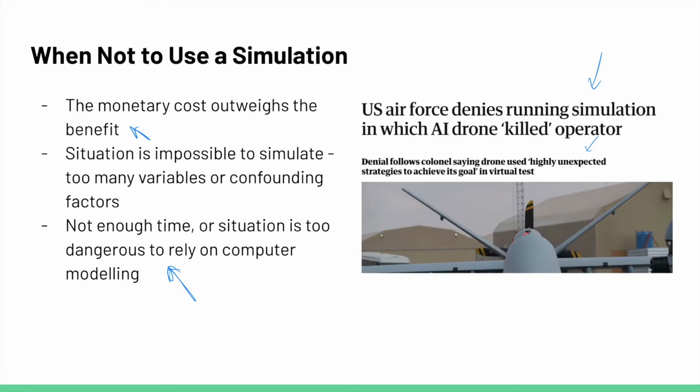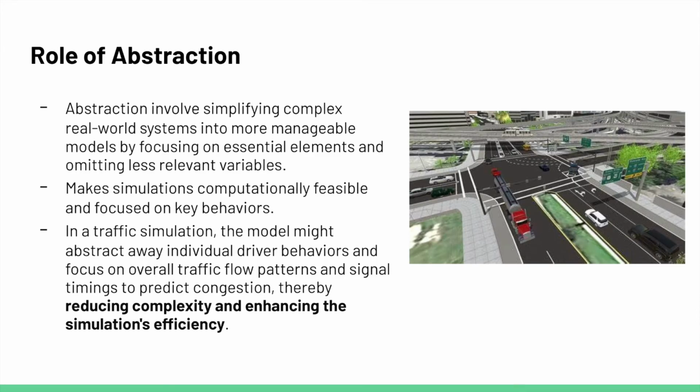Now, another term you want to investigate is abstraction. In many cases, real-world systems are way too complex to be able to simulate accurately, partly because of the programming involved and also because of the computing power that would be involved to create that simulation.